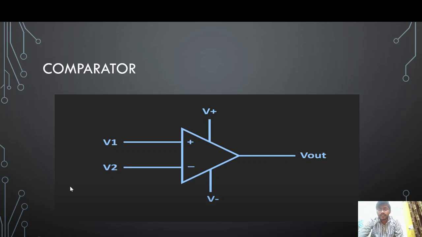A comparator is a device used to compare two voltage levels. The problem with the comparator is that if the input signal is noisy, our output will get affected and will not give the desired output.